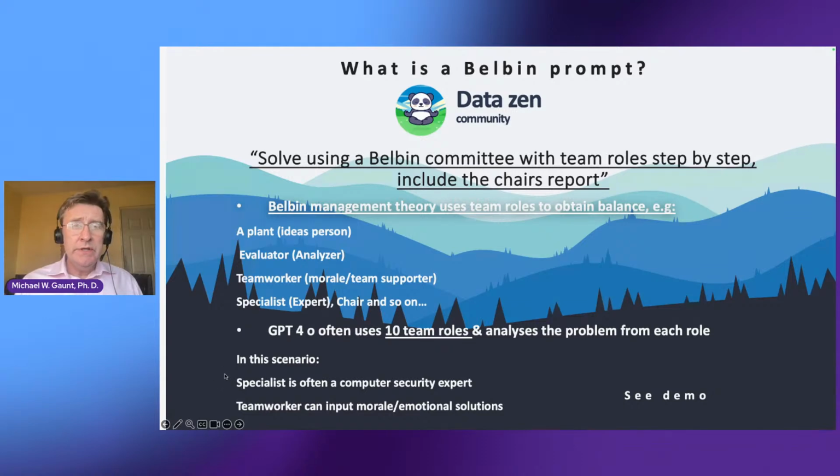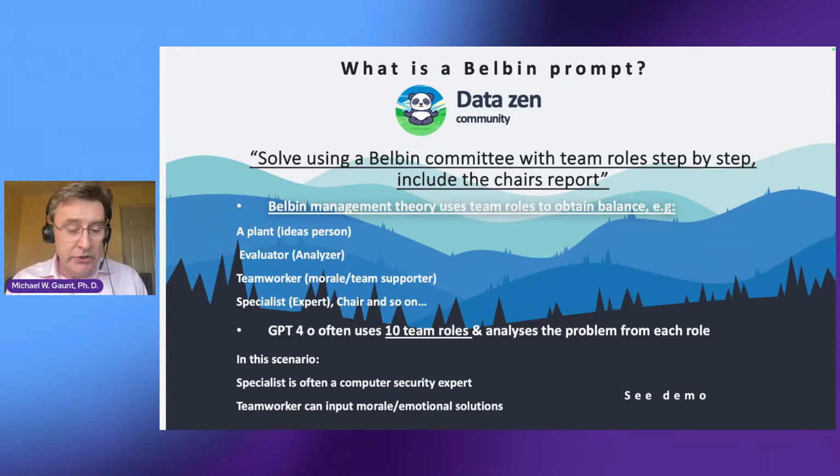What it's doing in this example is using a specialist, and for some reason it picks up that the specialist is a computer security expert. That's what it invariably does. And then it uses a team worker to identify there are emotional problems here: that this is a distressing issue for your company, and if your passwords and company infrastructure are compromised, that can negatively impact your team.